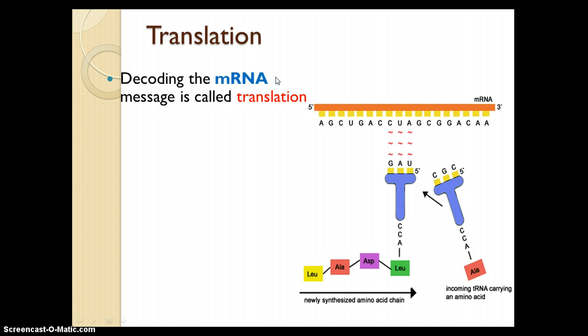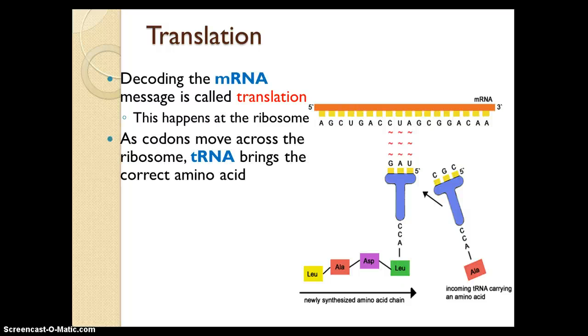So the reason you see some of these words in blue is because I want you to make a chart of the different types of RNA in your notes and just jot down their job as you're going through this PowerPoint. So you can already fill in the job of mRNA. mRNA is what carries the message out of the nucleus to the ribosome. So decoding this message at the ribosome is translation. So transcription happens in the nucleus, translation happens at the ribosome.